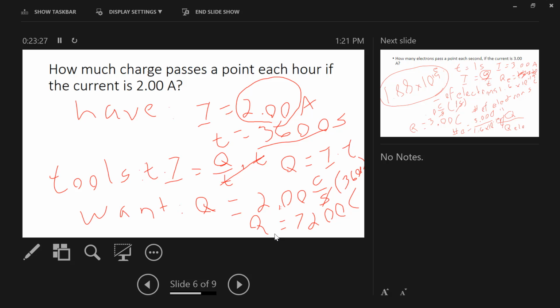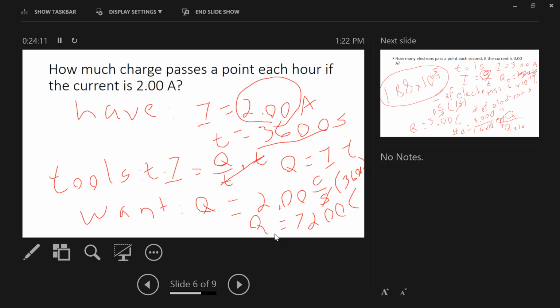I don't know if you've ever thought about it before, but there are 60 seconds in a minute, 60 minutes in an hour. 60 times 60 is 3,600. Okay? So we'll multiply our current, which is 2.00 amps, coulombs per second, times 3,600 seconds. Seconds cancel, leaving us with just coulombs, and that's good. Why? What is the problem asking us for? It's asking us for charge, which we measure in coulombs. So algebraically, we know we're on the right track, and then it's just a matter of getting the math to work. And 2 times 3,600 is 7,200 coulombs.